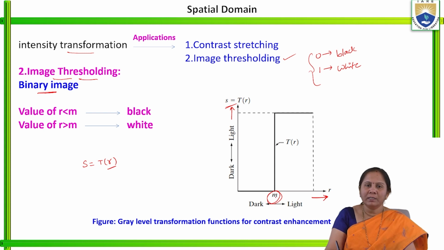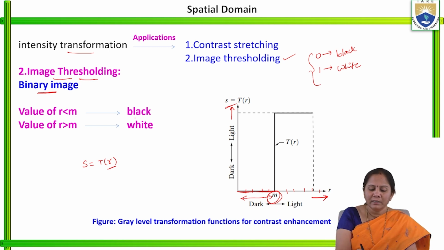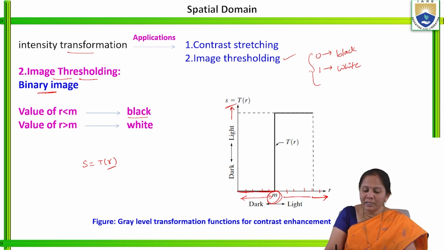So if you consider here, these are all the values of R. If the value of R is less than M, then it will be towards the darker region. If the value of M is greater than R, see here.